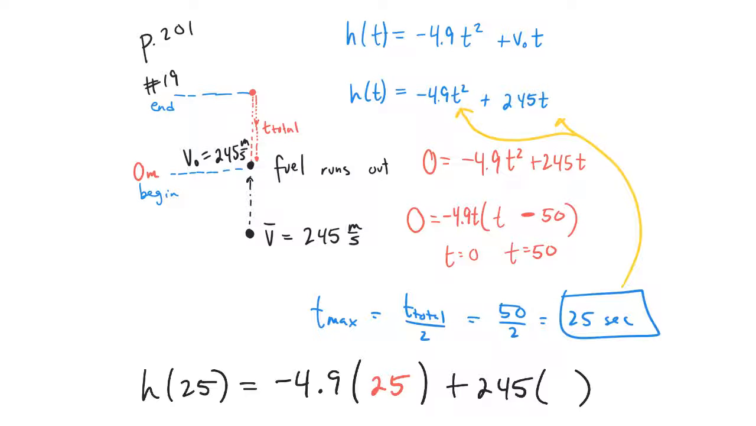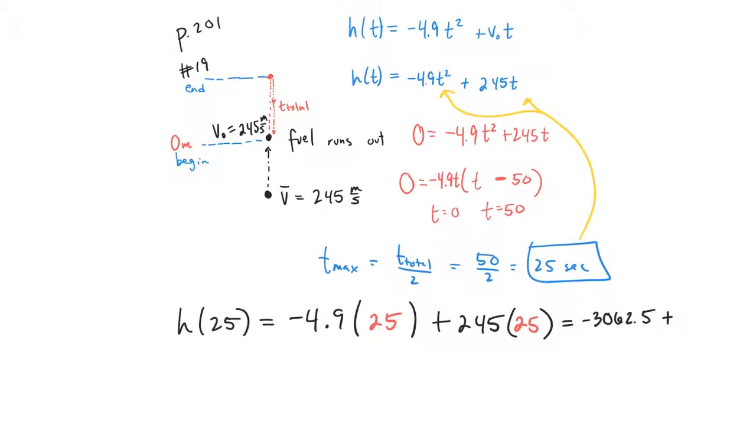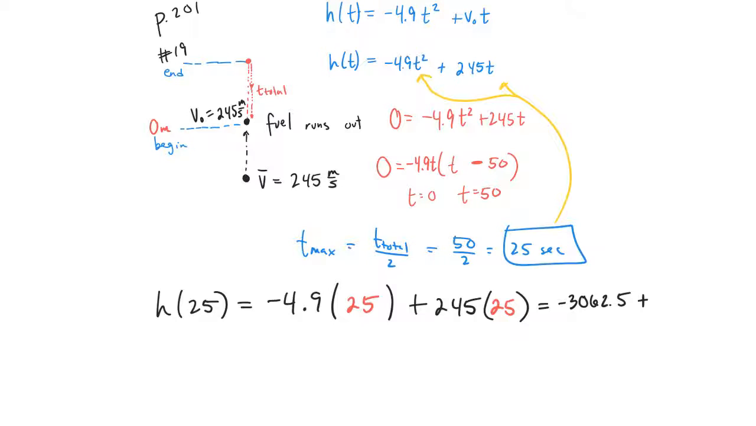So the 25 goes in here and it goes in here. Whenever I do f of 2, f of 7, I plug 7 in wherever x is. So this is h of 25, plug 25 in wherever t was given, and then we get a value for that. We can calculate it. Anybody have a number we can write down real quick? What do you got? Negative 4.9 times 25 is negative 3,062.5. Okay. And 245 times 25 is 61.25.